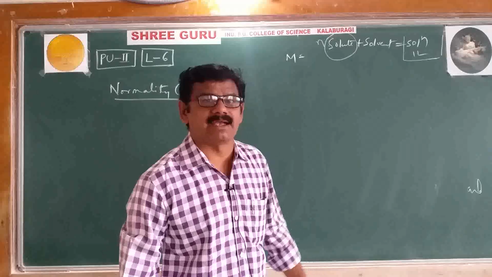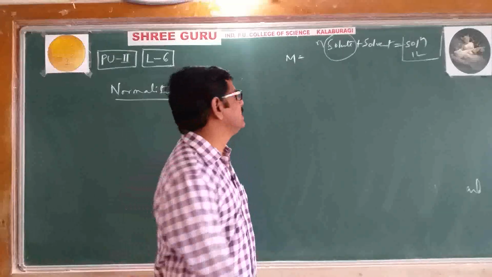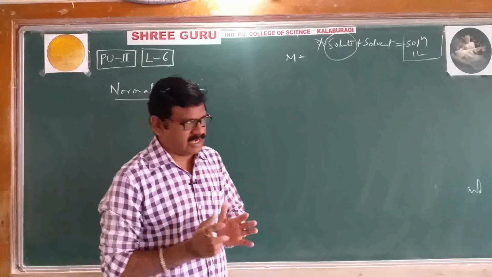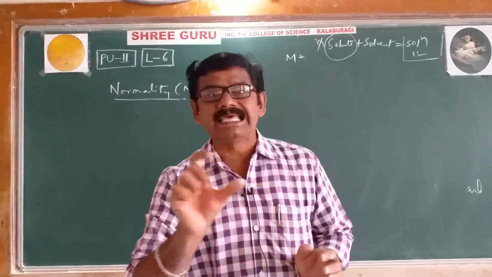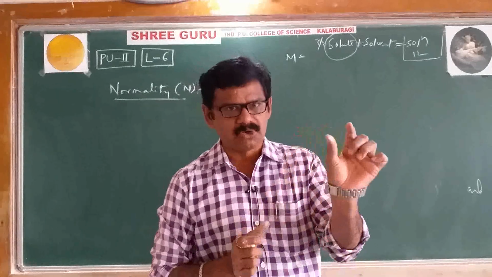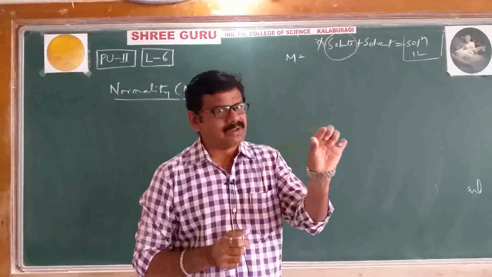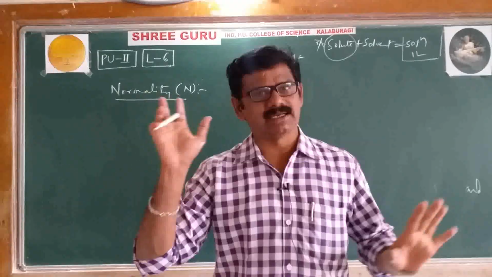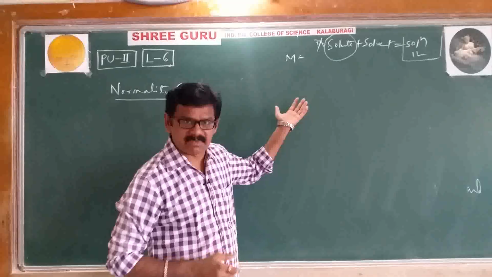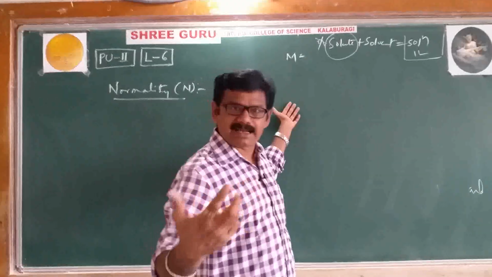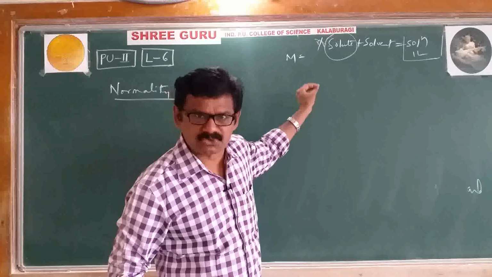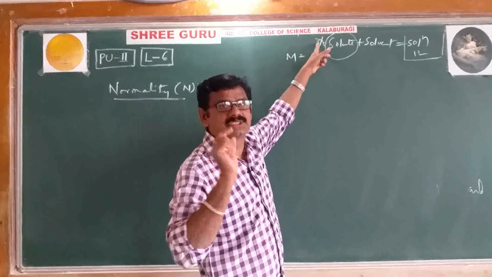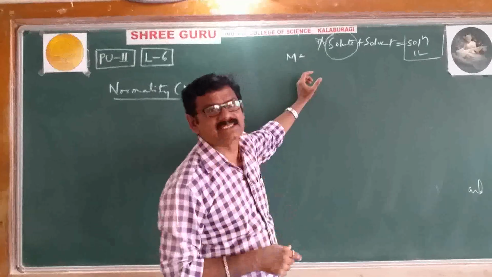Now what is normality? Slight difference. Instead of moles, remember, we will take equivalents. That is the difference. Moles will be used in molarity, equivalents will be used in normality. Or we can also say gram equivalents. Equivalents or gram equivalents, any word we can use, both are quite similar. Now instead of using the word moles, I will use the word equivalents.